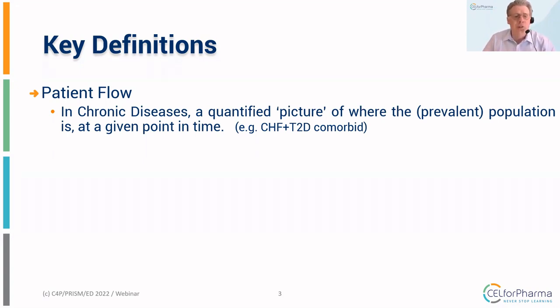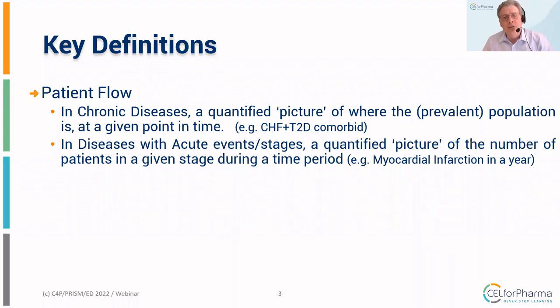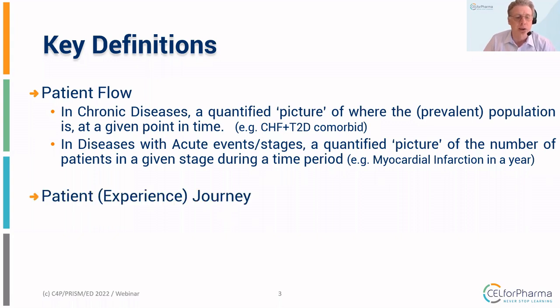In acute diseases, however, we typically see a quantified picture of the number of patients in a given stage during a particular time period. So for example, we could be counting the number of myocardial infarctions during a particular year, or the number of patients going through a particular stage of cancer treatment, through a particular line, during a particular year. So patient flows are a little different depending on the disease area that you're actually looking at.